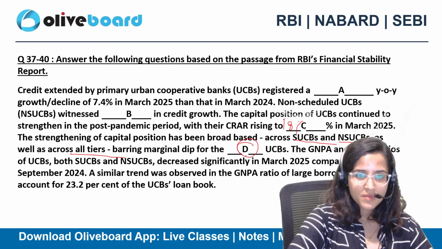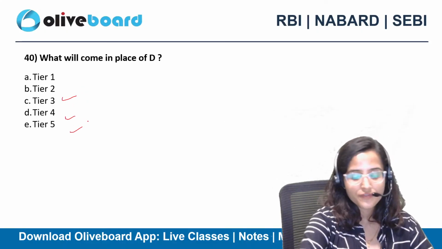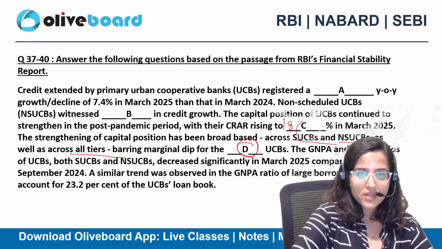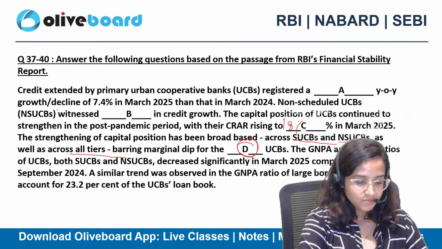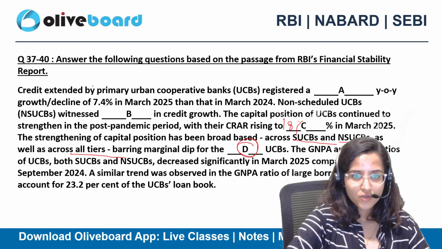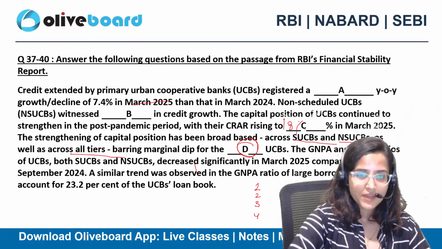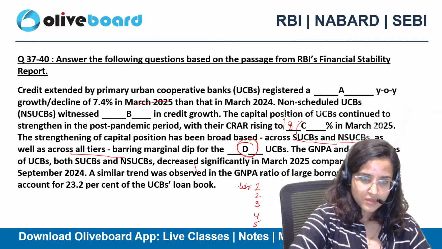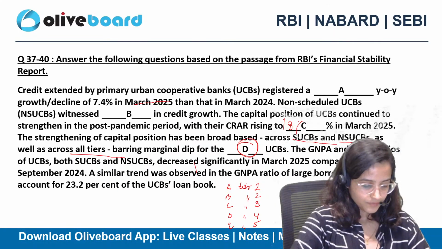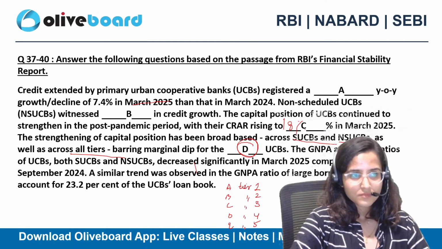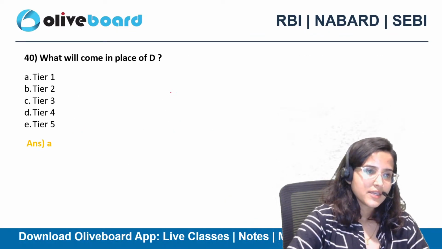What is the answer? What will come in place of D here? Dash UCBs. Tier 1, Tier 2, Tier 3, Tier 4, or Tier 5? Marginal dip for what? For dash UCBs. I'm writing the options over here: Tier 1, Tier 2, Tier 3, Tier 4, Tier 5. A, B, C, D, or E? What is the answer? The answer is A, Tier 1.